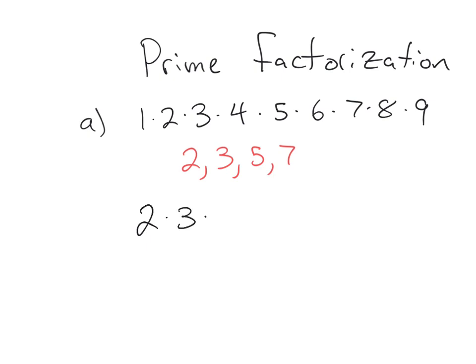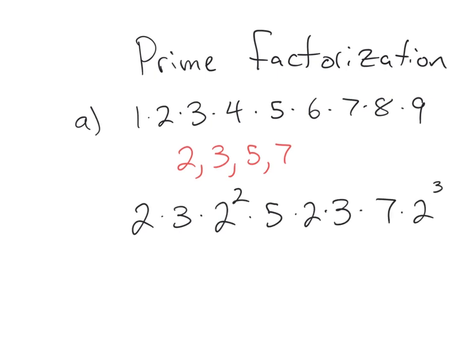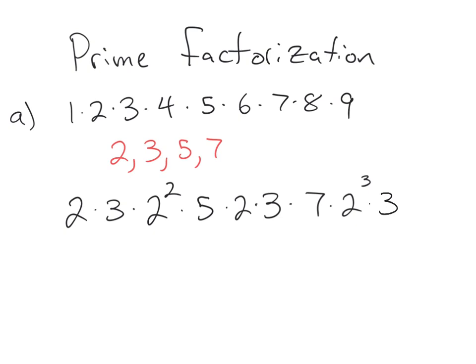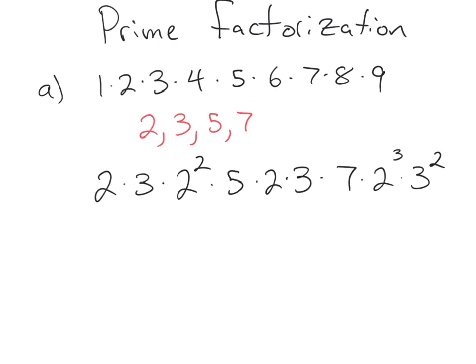4 is not prime, but it is 2 times 2, or 2 to the 2 power. 5 is prime. 6 is 2 times 3. 7 is prime. 8 is 2 to the 3rd power, and 9 is 3 to the 2 power. Okay, so now I'm going to gather all my 2's. I got 2, 2 squared, another 2, a 2 cubed, so I add all those up.